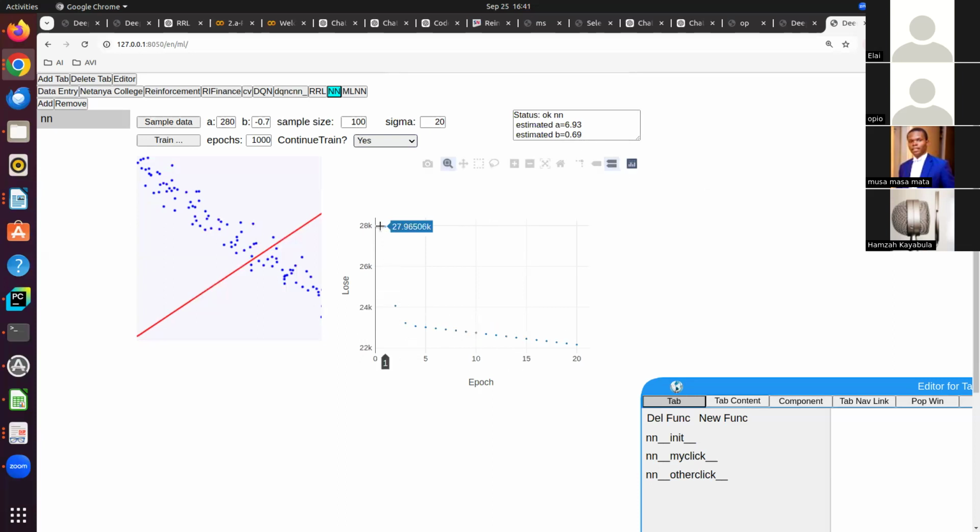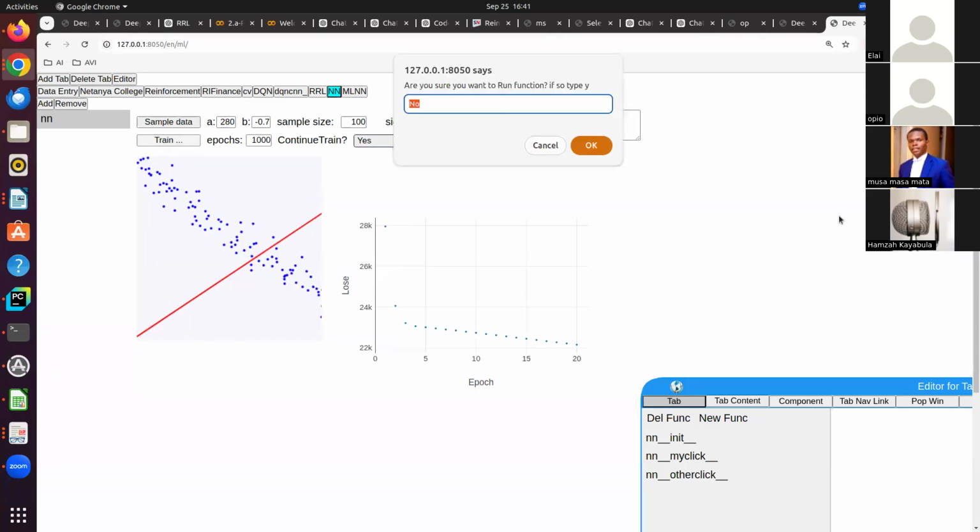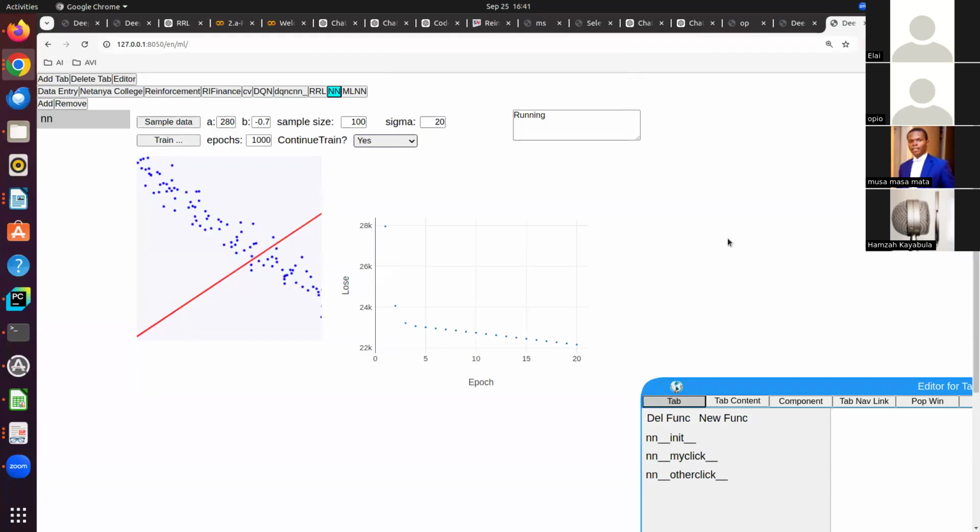And how do you know that it's improving? Because those dots are going down, meaning the mean square is going down. Let's try another 1,000. I will explain what it does, really. It's a really sophisticated algorithm. It's called a gradient.